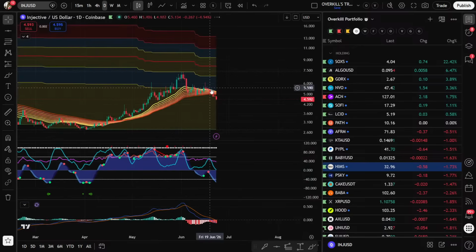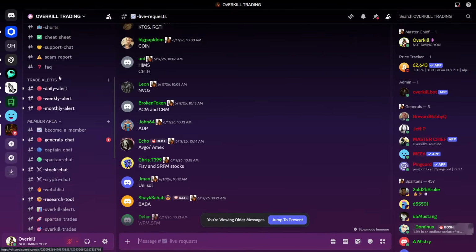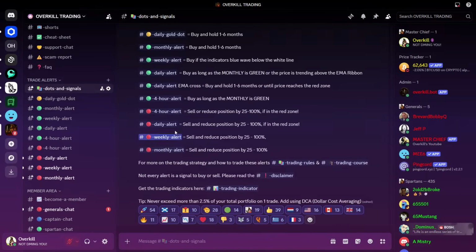So why'd we sell? Well, we had a red dot up here, didn't quite hit the red zone, but we did hit the red zone up here on the 4 hour. Again, that's another place we like to take profits. 4 hour and the daily alerts. We have that all laid out for you guys over here under the dots and signals tab. Again, 4 hour alert, seller reduced position by 25 to 100% if it's in the red zone. Daily alert, seller reduced position by 25 to 100% if it's in the red zone. Okay, weekly alert, seller reduced position by 25 to 100% if it's in the red zone.